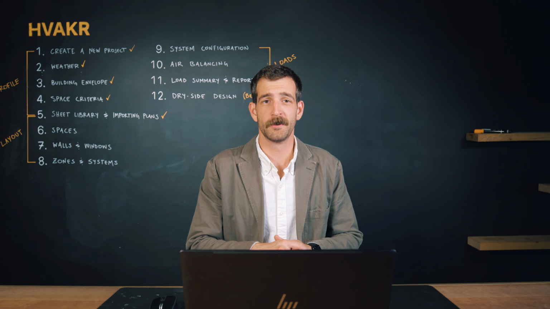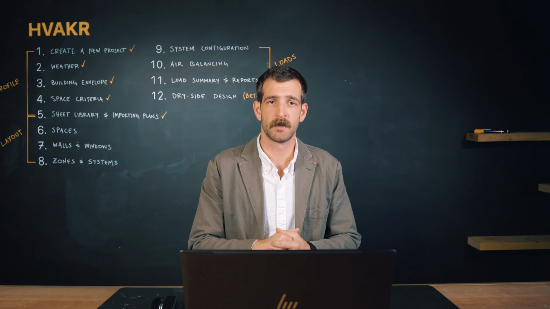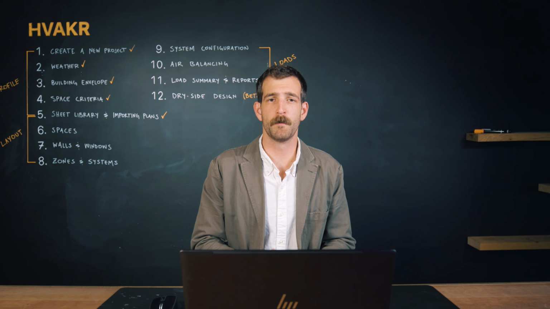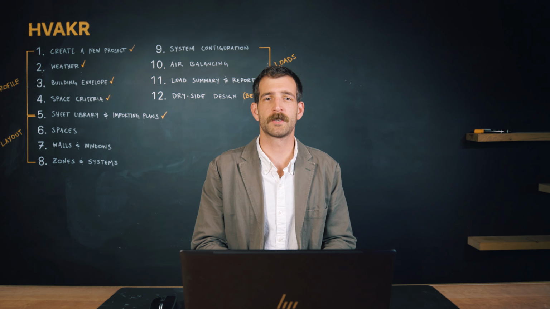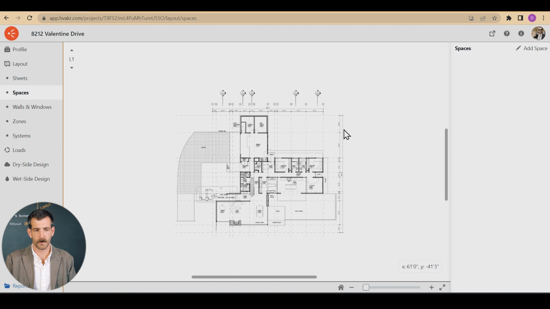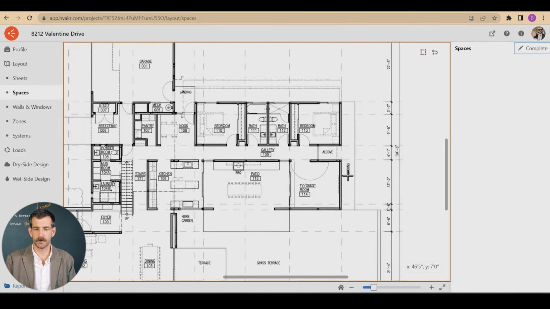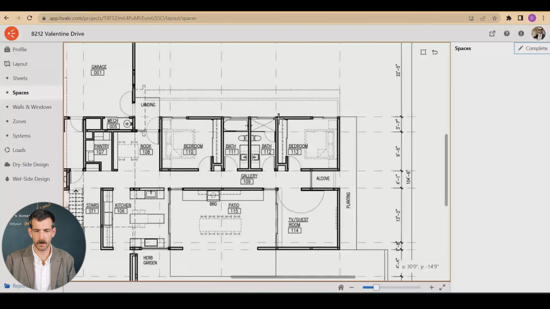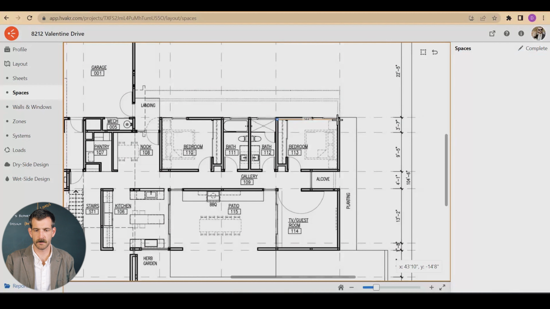Quick recap. You created a new project, developed your basis of design, imported your floor plans. Now it's time to lay out your spaces. On the Spaces tab, the first thing you're going to do is add a space. It will default to the polygon tool, and you can create your space like so.